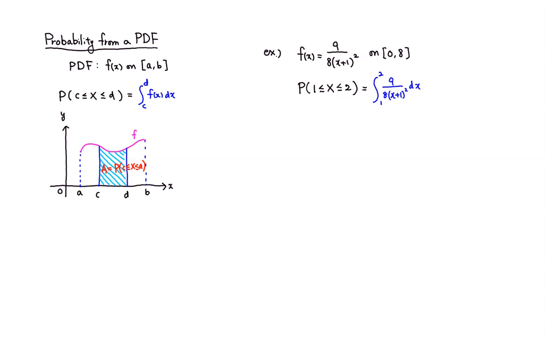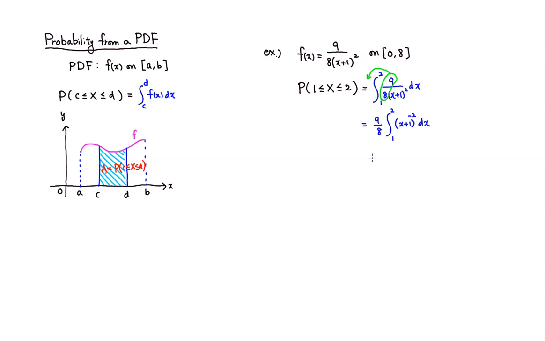So we just have to evaluate that. How do we do that? I'm going to kick the constant multiple out. 9 over 8 is just a number, so put that in front, and then we want to integrate from 1 to 2. I don't like fractions, so I'm going to write it as quantity x plus 1 to the negative 2 power, since x plus 1 is sitting on the bottom. This is equivalent.